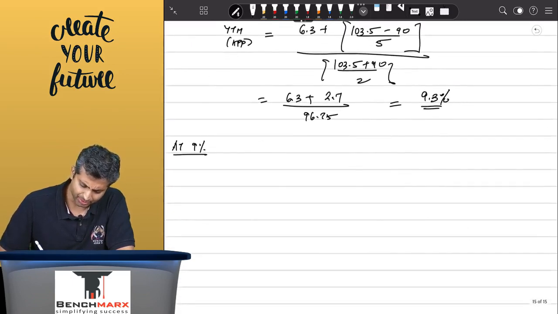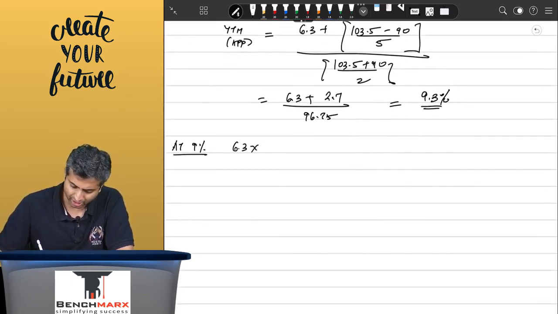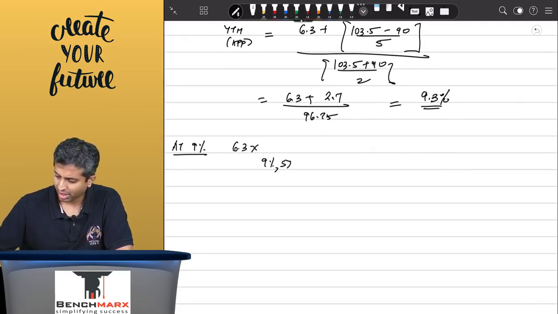So at 9%, 6.3 into the present value annuity factor at the rate of 9% for a period of 5 years would be, I think, 1 divided by 1.09.